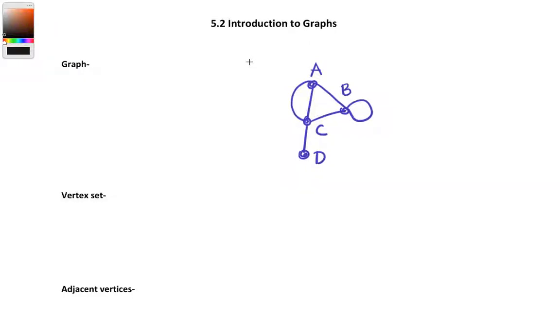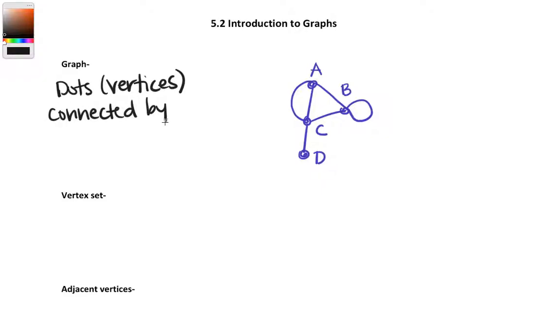Hi everybody, today we are going to be talking about some terminology from section 5.2, which is Introduction to Graphs. So first things first, what type of graph are we talking about? We are talking about dots, which we call vertices, connected by lines, which we call edges.